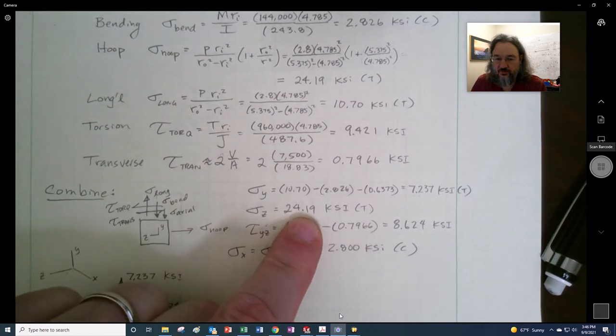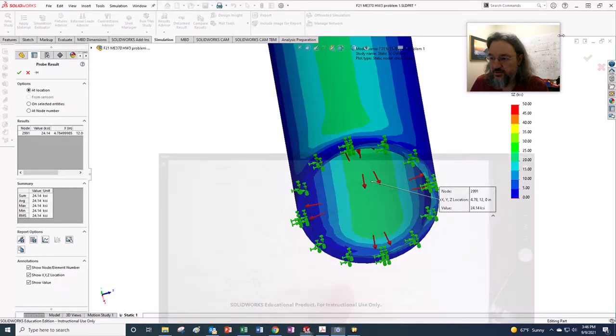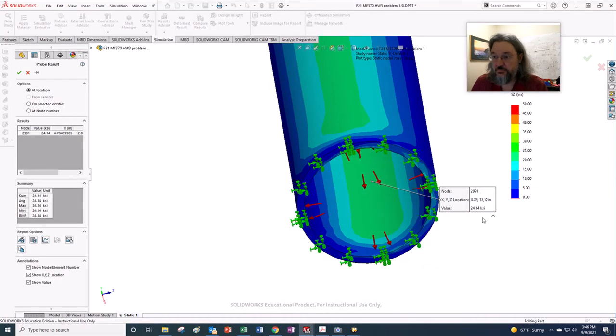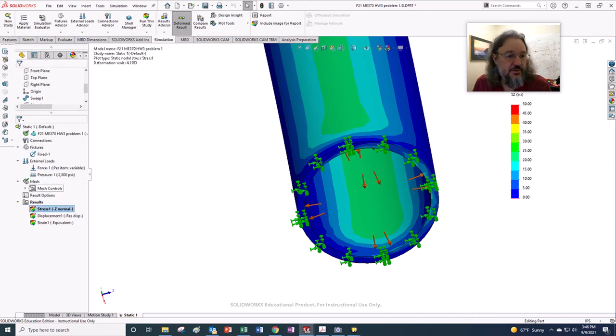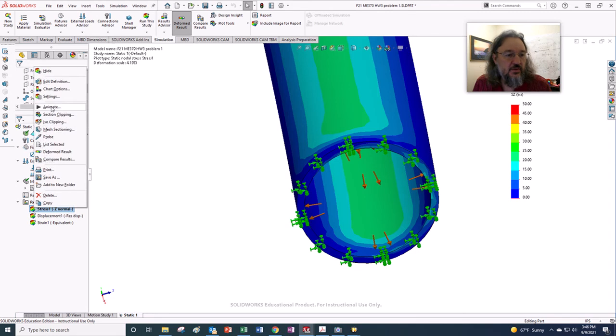Wow, that's pretty good, actually. It's really good. It's scary good. If we wanted to, we could also take a look at the principal stresses, right? So we have that capability there. That's one of the options in the results here.